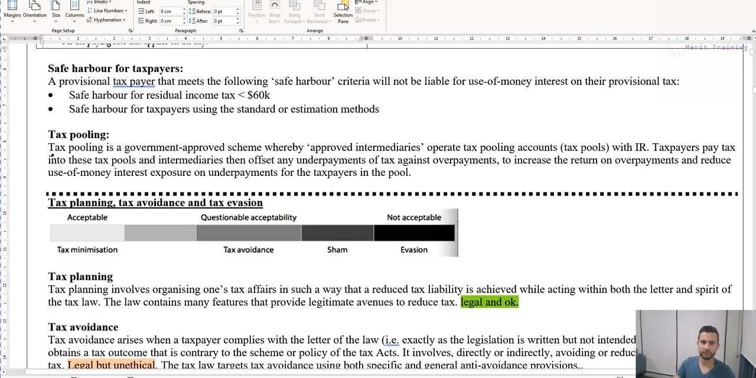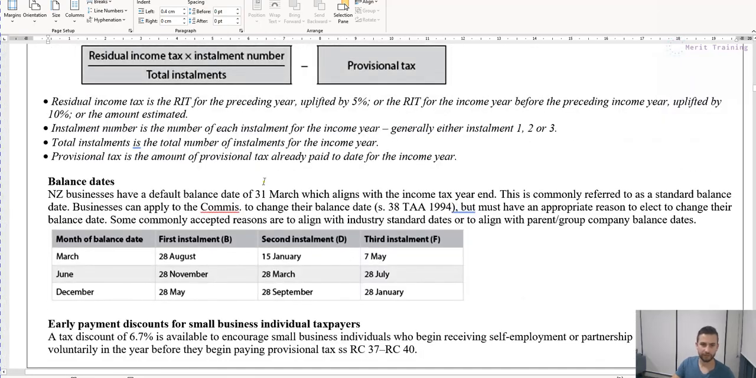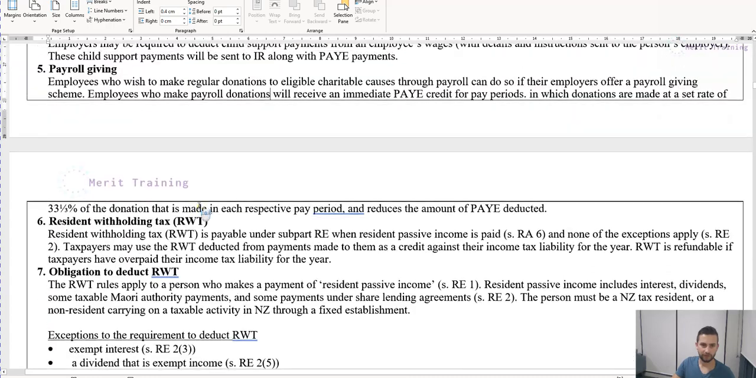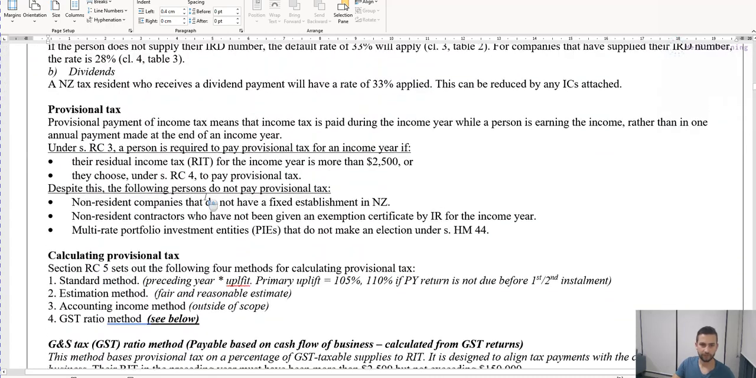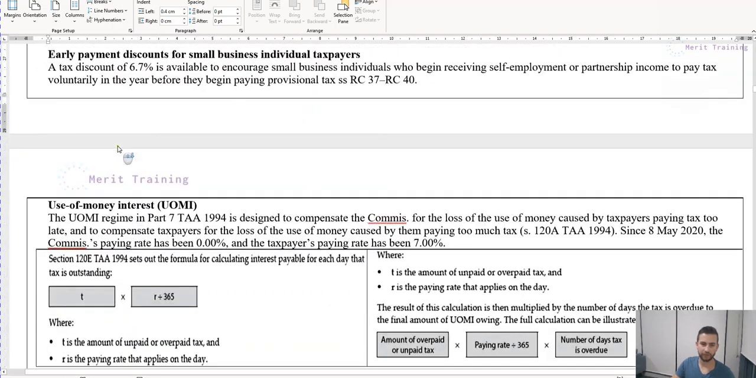So the threshold for the safe harbor criteria is residual income tax less than 60K. And it's only for taxpayers using the standard or estimation methods. So you can't use it if you're using the other methods. So you can't use either of those two methods, accounting income or GST.